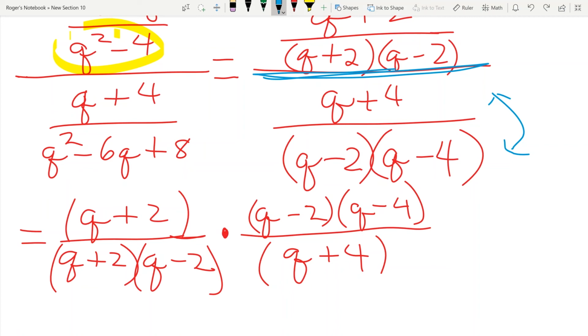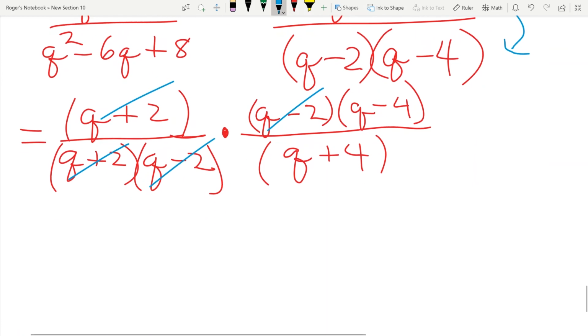What can we cancel? You see anything that we can cancel? Well, sure enough, here in the first fraction, we can already cancel this. Those are gone. Then look at this. We can cancel these guys, Q minus 2 and Q minus 2. And what are we left with? Q minus 4 over Q plus 4. Okay? Q minus 4 over Q plus 4 would be our final answer.